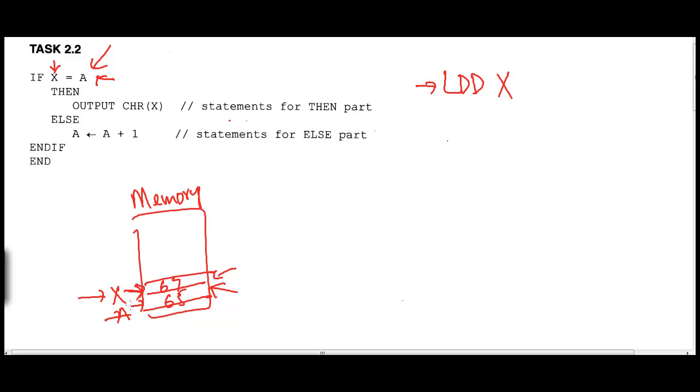So this is going to load the value, and let's say this is our accumulator. Into the accumulator, the value of X is going to be loaded, the value that is stored at this location X, which in this case is 67. So 67 is going to be loaded into the accumulator. The contents of X are going to be loaded into the accumulator.